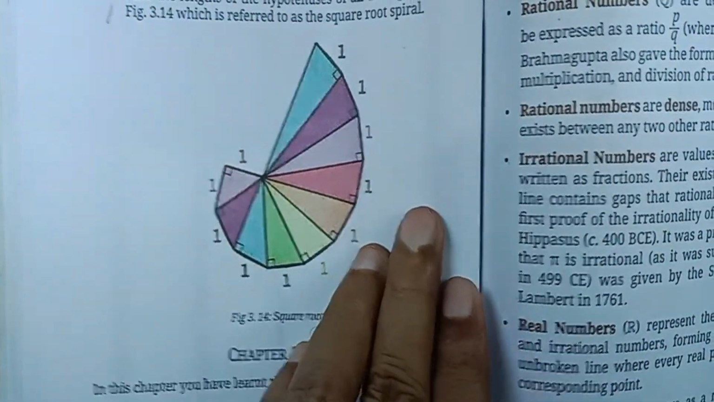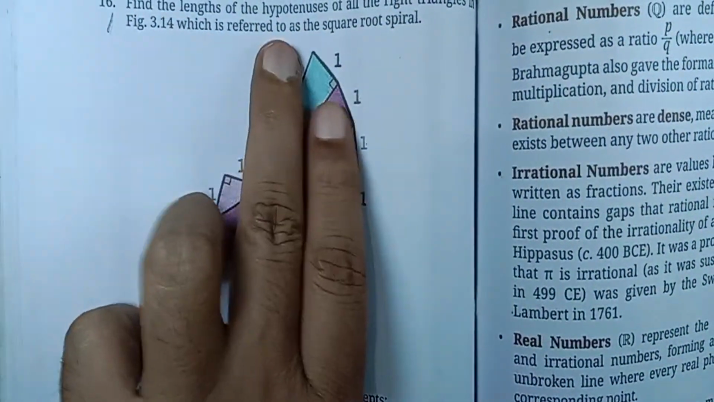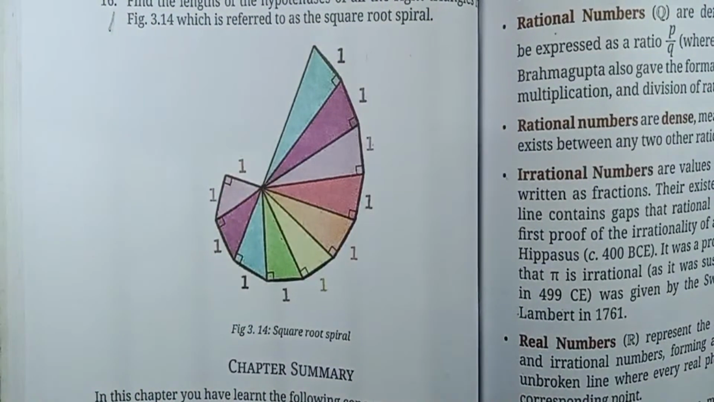Next one, last question. Find the lengths of the hypotenuse of all the right angle triangles.